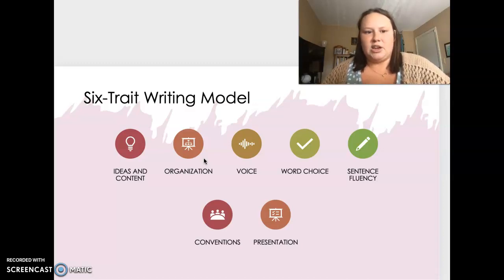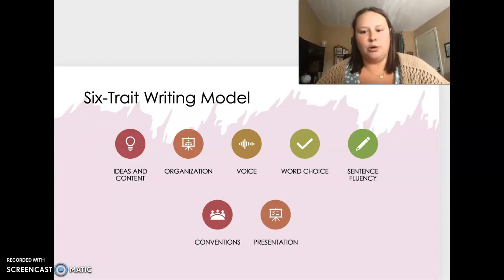Is it in a clear sequence? Do they make connections? Are there transitions throughout your paper? Whenever they're scoring this, they're going to be looking at how the paper moves and if it moves naturally from one idea to another and it has a strong beginning and a strong ending. So then we're going to move on to voice, which is the third trait for this model.